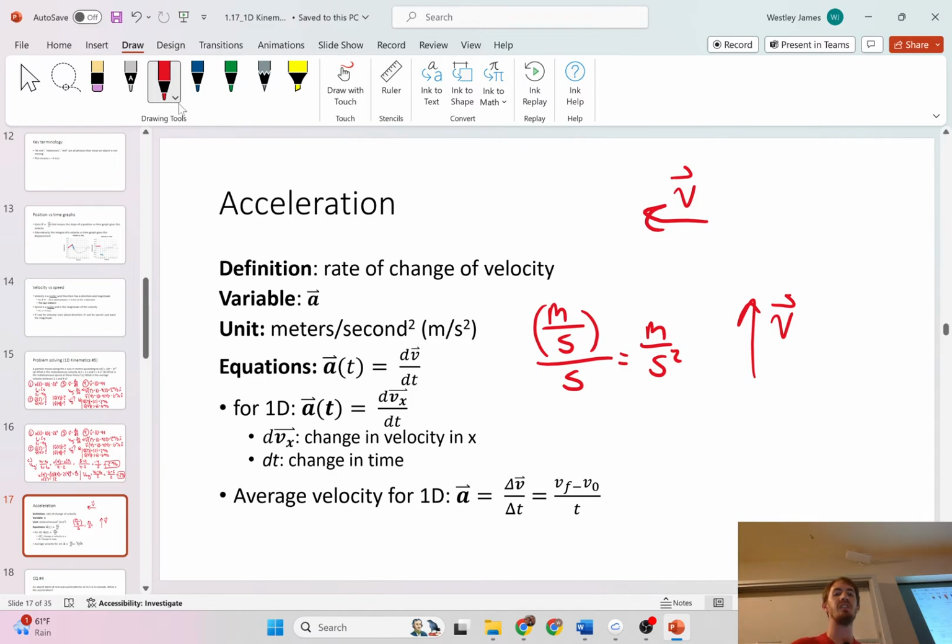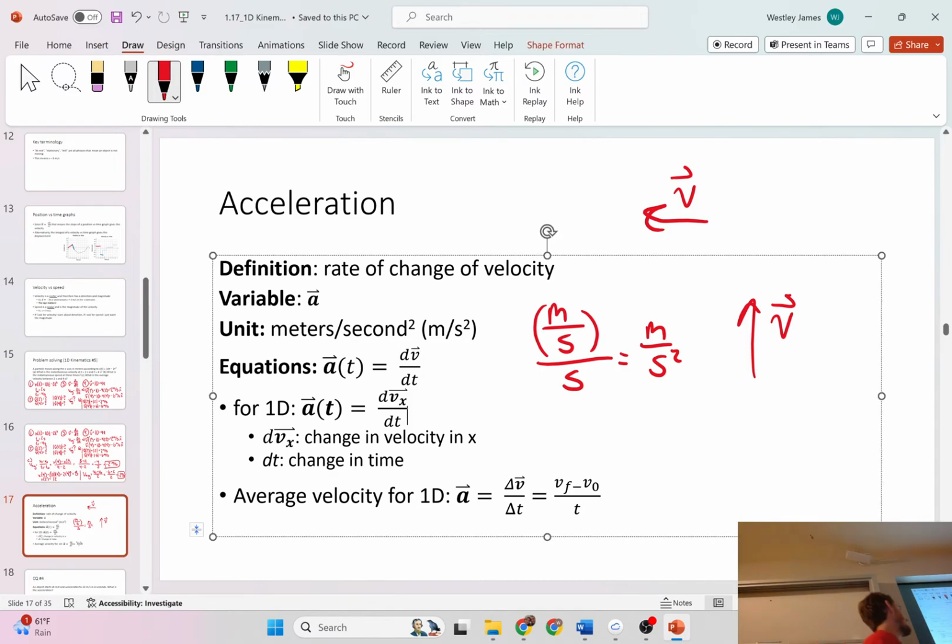And then here again we see the derivative. Now for one-dimensional motion, we're only going to care about the x component of velocity. When we get to two-dimensional motion, we'll care about both. So the derivative of velocity with respect to time gives us acceleration. And we can get the average acceleration by doing the change in velocity over the change in time, in the same way that the average velocity was a change in position over the change in time.